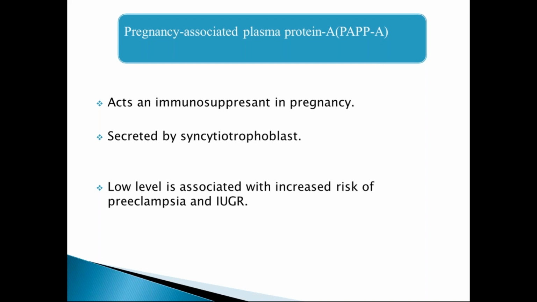This pregnancy associated plasma protein A is used as a biochemical marker during the first trimester of the pregnancy. Usually it is used in the double marker. In the double marker, we do HCG and pregnancy associated plasma protein A, where the blood sample of the mother is taken during first trimester of pregnancy, and their levels are calculated. Low levels of pregnancy associated plasma protein A are associated with increased risk of preeclampsia and IUGR. So we use it as a biochemical marker.